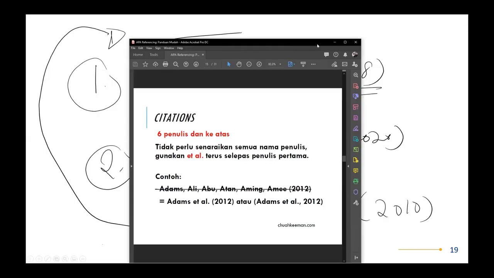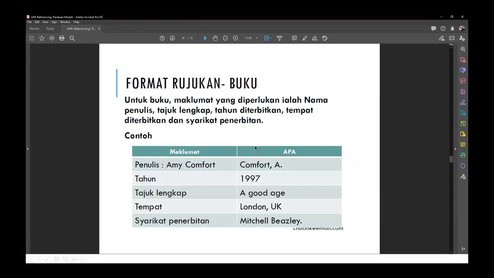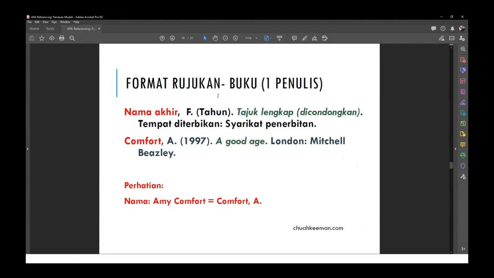Let me go to the references a bit. Okay, now is the references. For books, I think I don't have to go into step-by-step detail because you can refer to the guide, but I will highlight what matters the most. The format for the book is always last name, and then the initial, and then the year, the full title, italicized, then the place, and then the publisher.